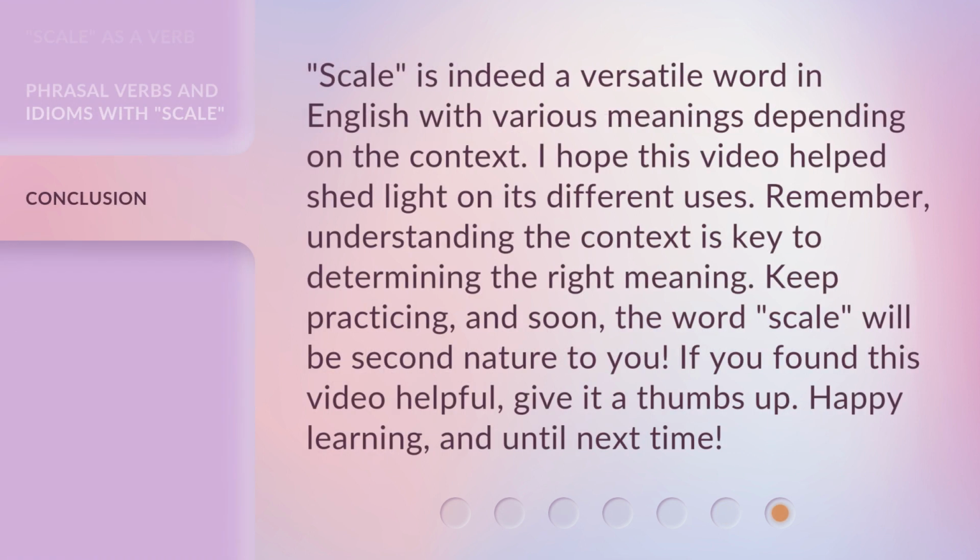Scale is indeed a versatile word in English with various meanings depending on the context. I hope this video helped shed light on its different uses. Remember, understanding the context is key to determining the right meaning. Keep practicing, and soon, the word scale will be second nature to you.